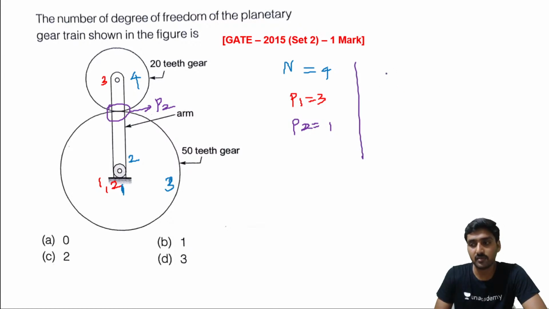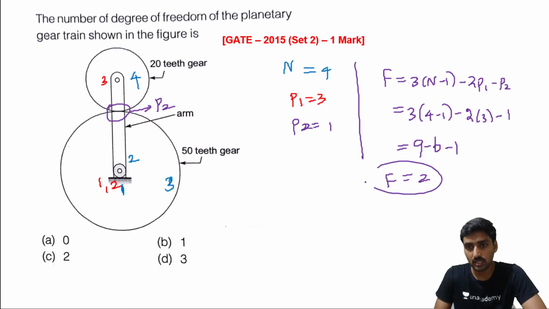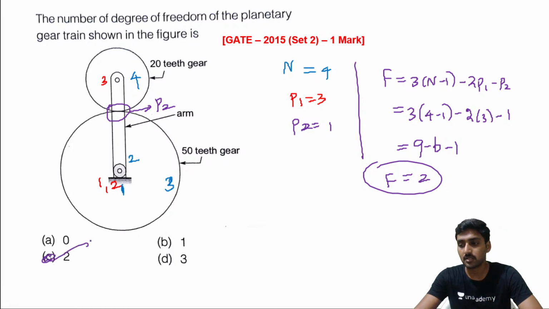Now degree of freedom F is equal to 3 into (n minus 1) minus 2P1 minus P2. 3 into (number of links 4 minus 1) minus 2 into 3 minus 1, number of higher pair 1. It's 9 minus 6 minus 1, it's equal to 2. Now the degree of freedom for the mechanism belongs to option C. Option C is the right solution for this question. Okay? Is it clear?